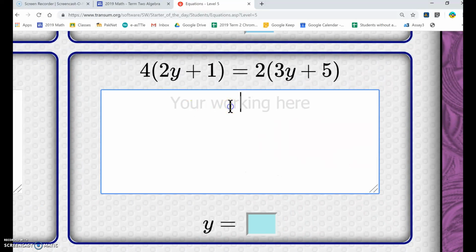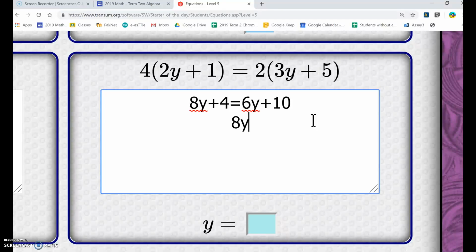And this one here, I'm going to this time expand it, even though I could divide the whole thing by 2, just to show you. So we've got 8y plus 4 equals 6y plus 10. So 2 3s are 6, 2 5s are 10, 2 8s, that's okay. y is on the left-hand side, 8y minus 6y, numbers on the right-hand side, 10 minus 4.